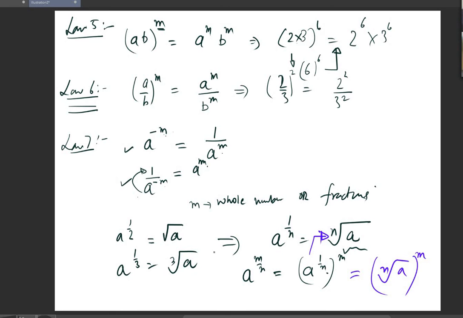So this, in a nutshell, is how your laws of indices and your fractional indices work. I hope that makes sense, right? Cool. All right. Thank you.